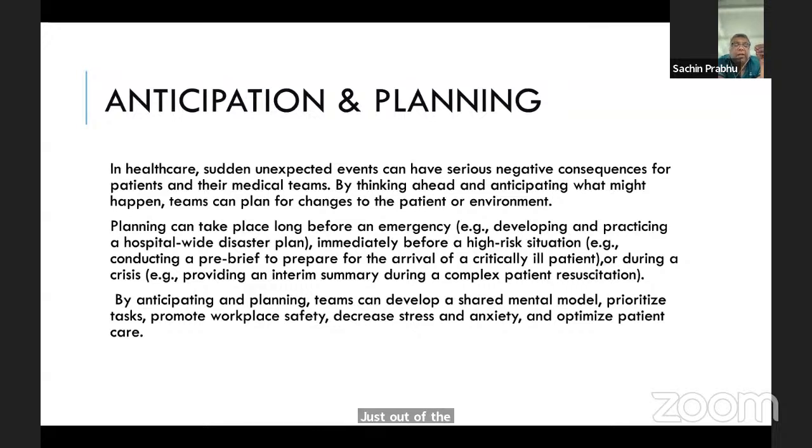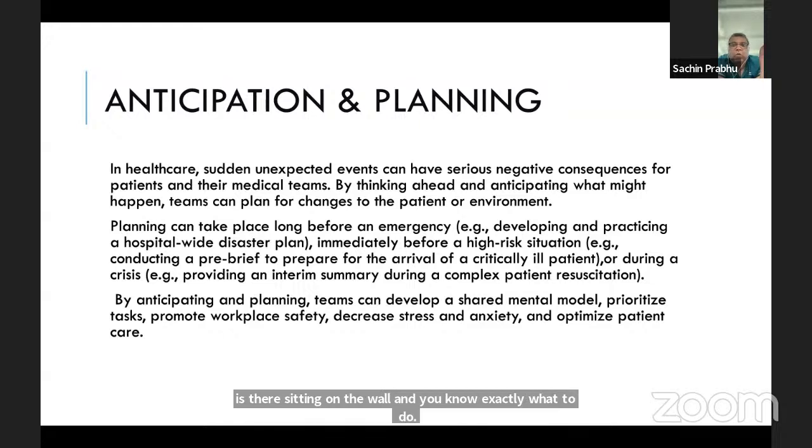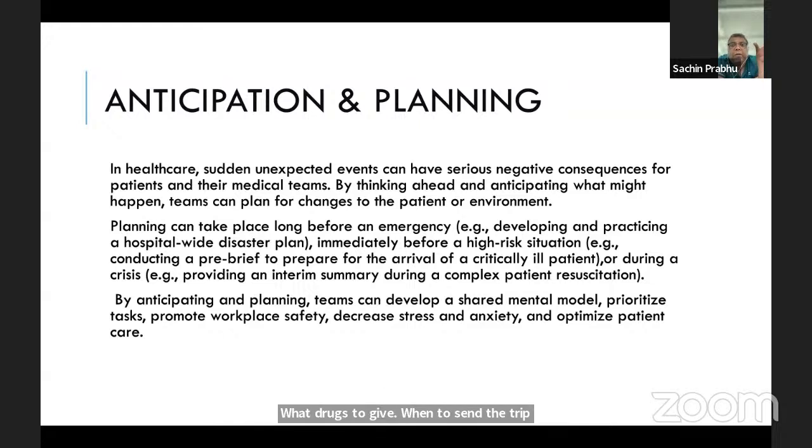Things like having a flow chart for anaphylaxis. So when it happens, once in a while, the chart is there sitting on the wall and you know exactly what to do, what drugs to give, when to send the tryptase and so on and so forth. So that is very important. By anticipating and planning, teams can develop a shared mental model, prioritize tasks, promote workplace safety. This is very wordy actually. So I don't expect you to know all these things, but in a nutshell, it basically makes life much easier for you and saves the patient when there's a crisis.